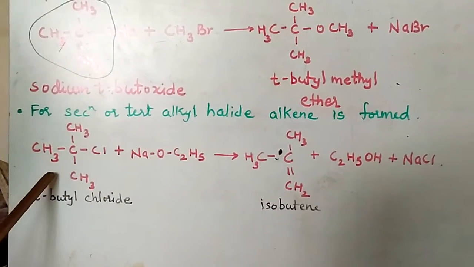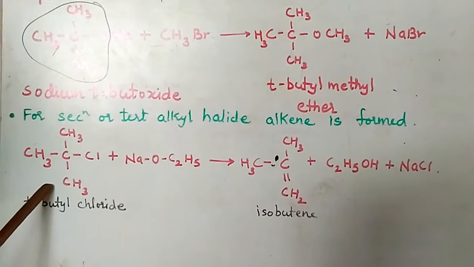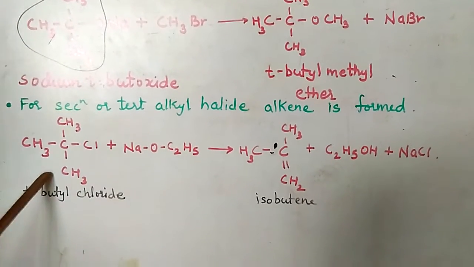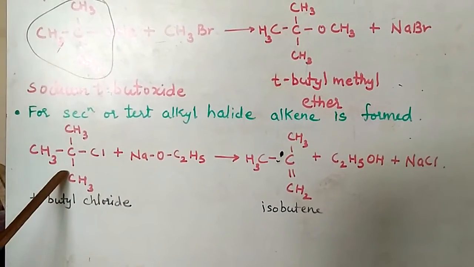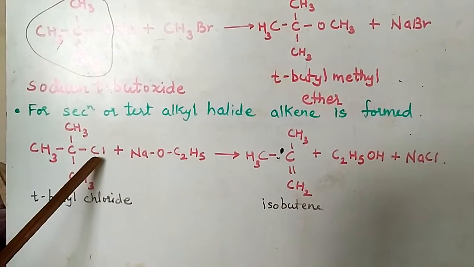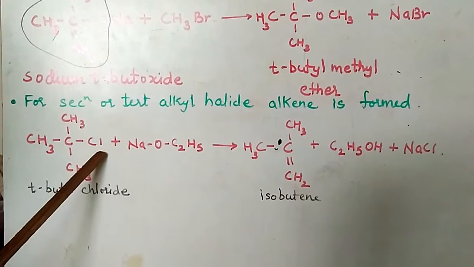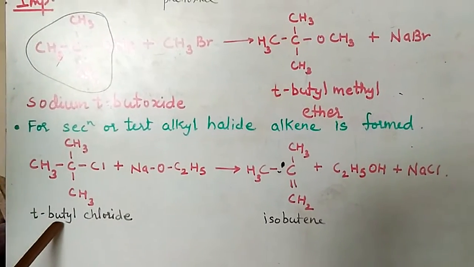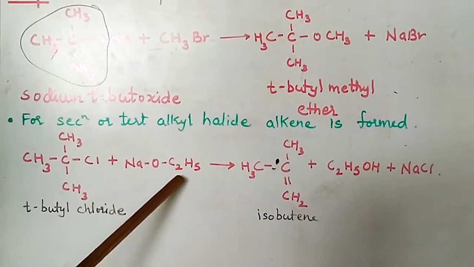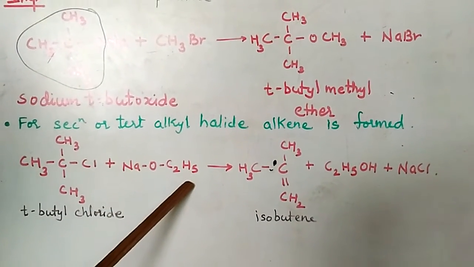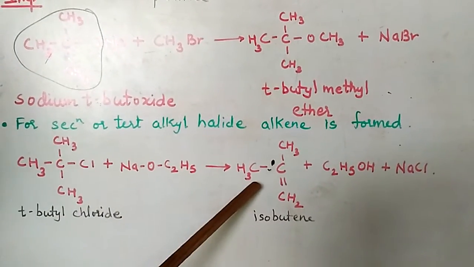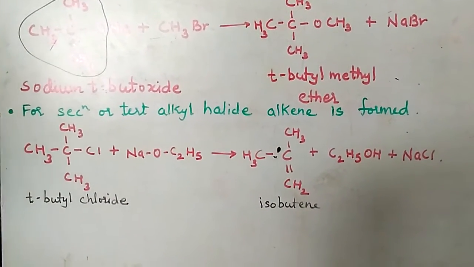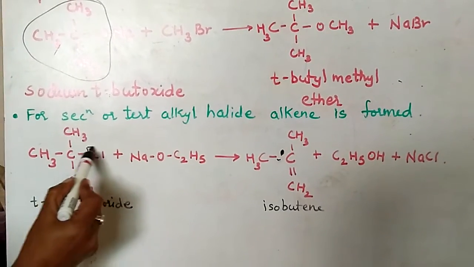T-butyl chloride. Here also, how should the tertiary group be? Tertiary should be with ONa. Then you get ether. But here what has happened? Tertiary group or a secondary group taken with halogen. That is, if you use a secondary or a tertiary alkyl halide like T-butyl chloride when treated with sodium ethoxide, you get formation of isobutene. How will isobutene form? Here NaCl goes out. NaCl will be going out.